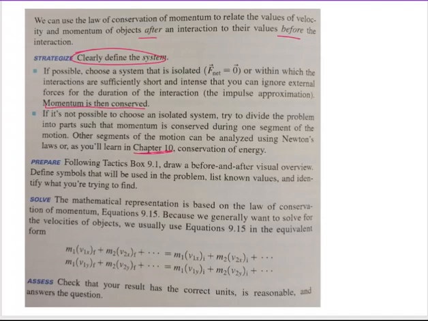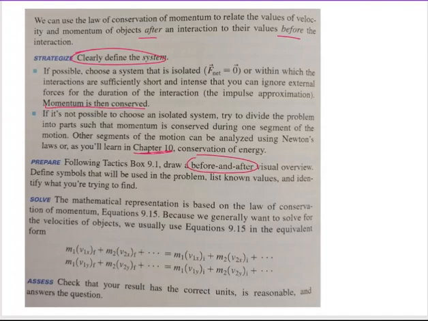So then draw a before and after. We want that before and after because it really helps us understand what is happening, what happened during, and the physics of what's going on so we can write our formula correctly. Define what I know, what I don't know, and the symbols that you're going to be using, and then the mathematical representation based on the law of conservation of momentum. We generally want to solve for the velocities almost always because the mass generally isn't changing.